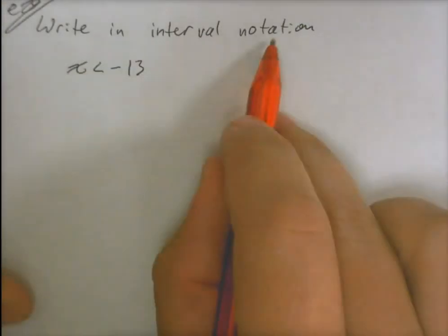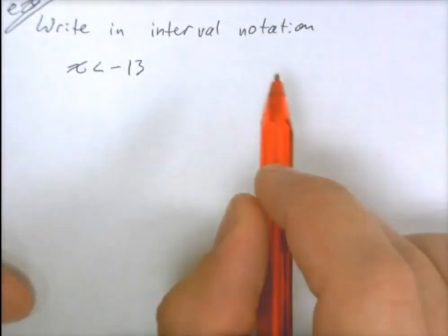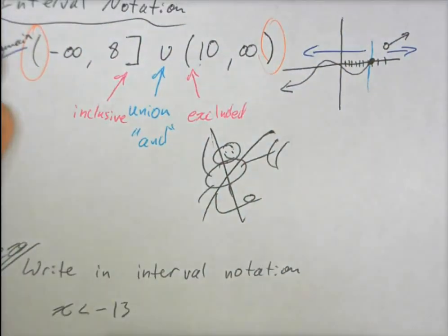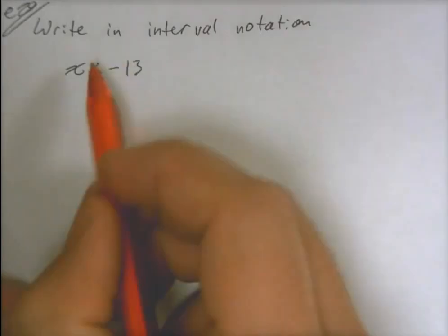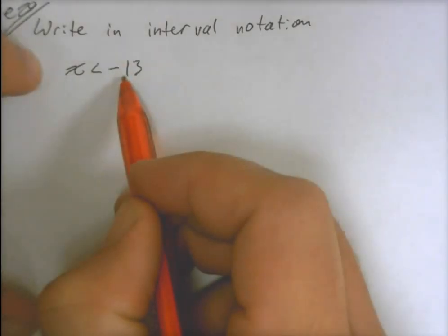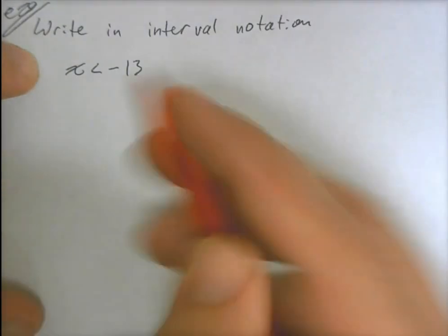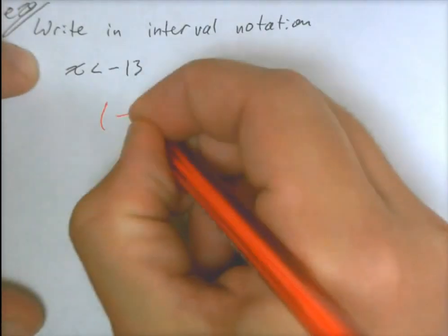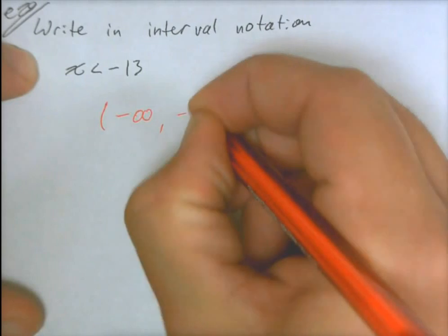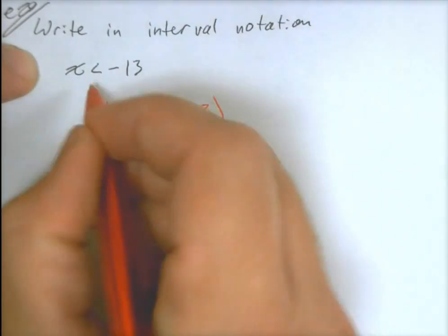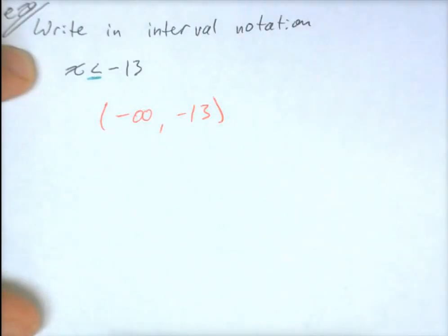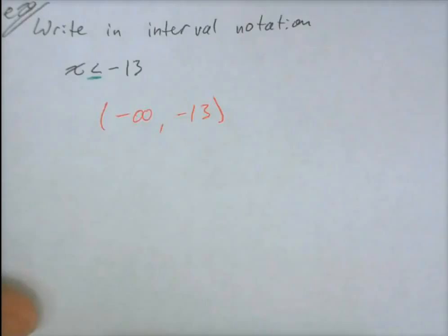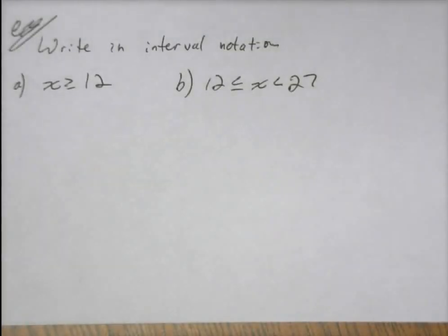Okay, so it says write in interval notation. So that just means I'm going to write it kind of like we saw in our last example. This says x is less than negative 13. So I have all of the x values from negative infinity all the way up to negative 13. And notice, since it is not less than or equal to negative 13, I make sure to put a parenthesis with the negative 13. Alright, we're going to hit a couple of these real quick.